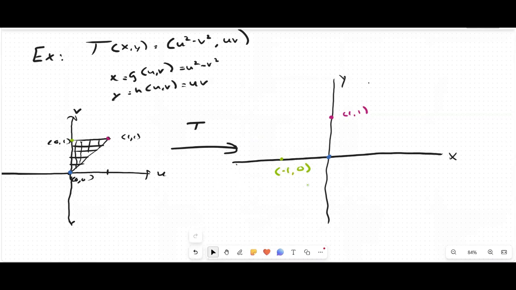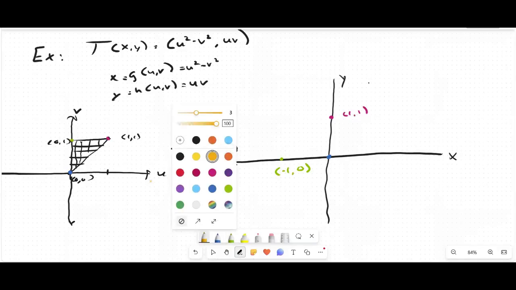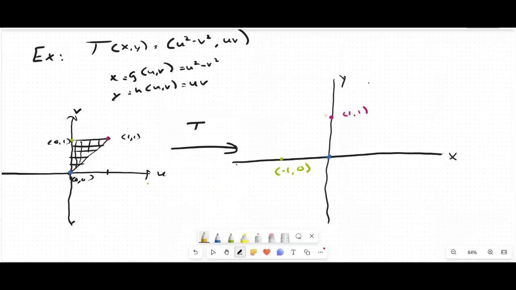You guys see that? Those points got mapped to new points over here. It kind of looks like a triangle. Just because those points got mapped like that does not mean that this shape is going to be a triangle.